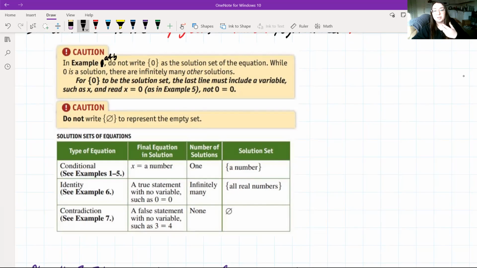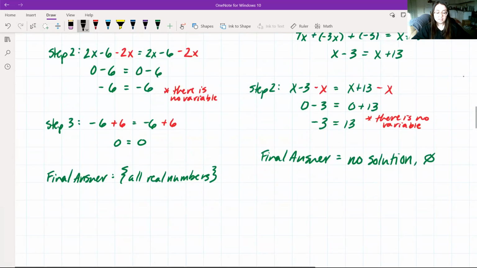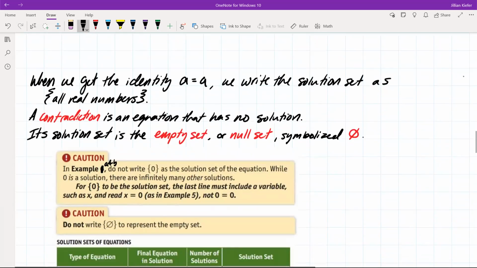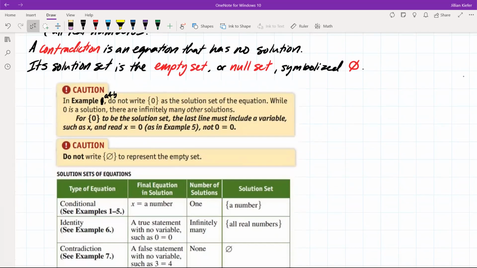So if we do find an actual solution to a problem that can have any solution or all real numbers, we have to detail that it's all real numbers, because it can be 6. Also, when we write the null set or the symbol for the empty set, we don't write it in curly braces. We just leave it as a symbol on its own.